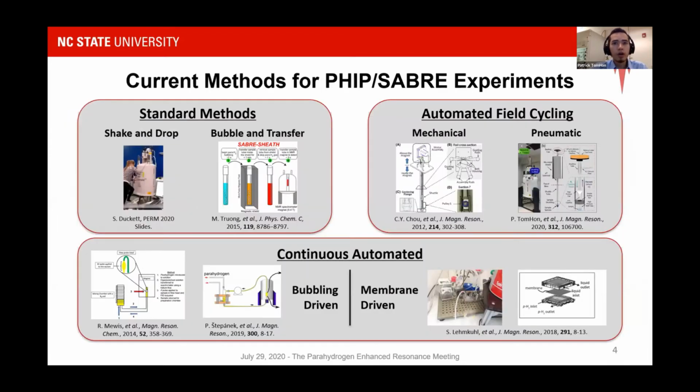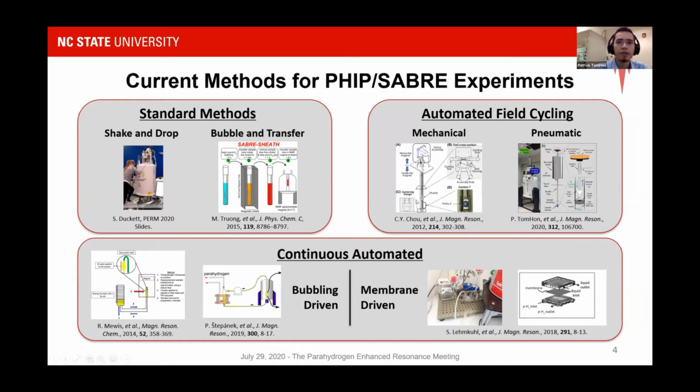So as we all know, and as has been shown throughout this entire conference, there's a lot of really great methods for conducting PHIP and SABRE experiments. Some of these traditional methods are the shake and drop methods and the bubble and transfer. And what's shown on this slide is just a small snippet of the literature that exists around a lot of these. But I tried to capture really the breadth of methods that are applied for PHIP and SABRE experiments.